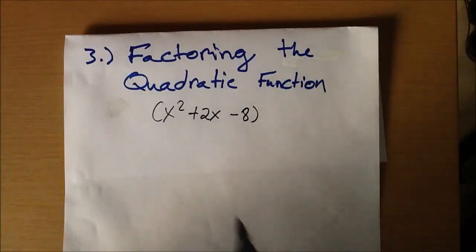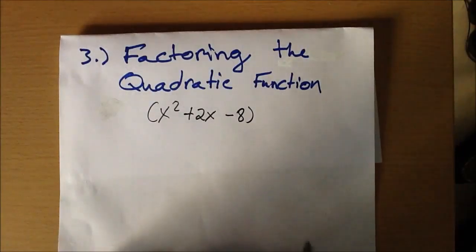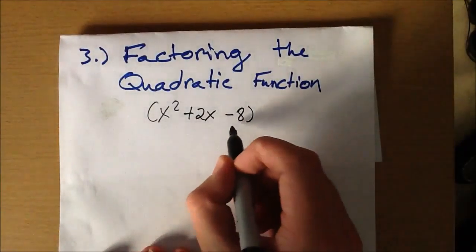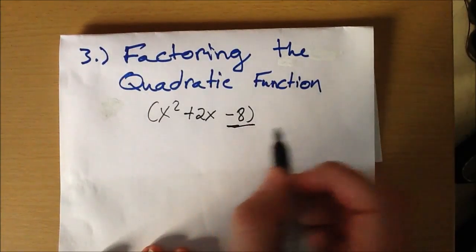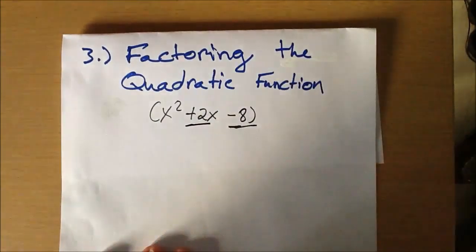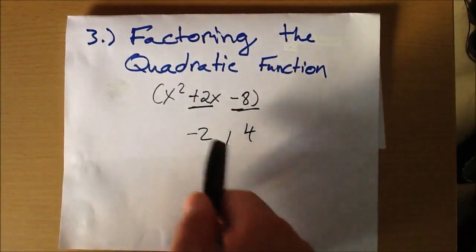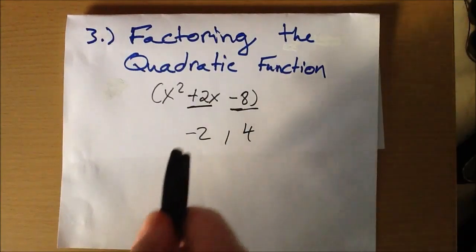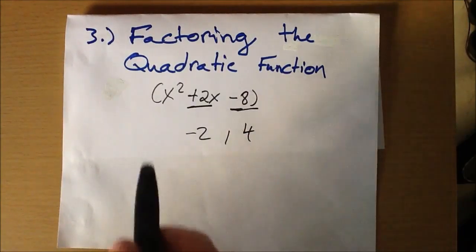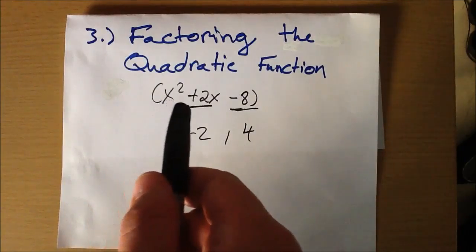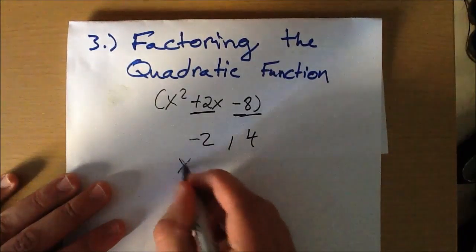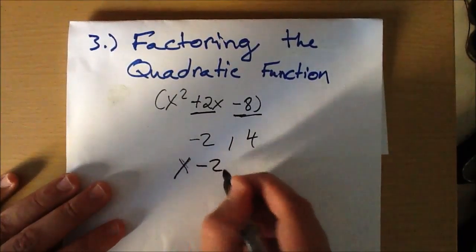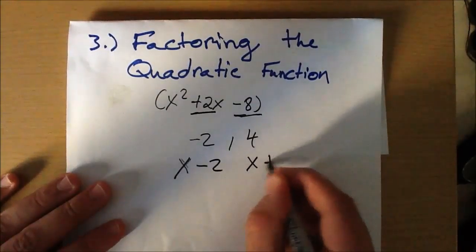The third step is to factor the quadratic function that you get. When factoring, you have to find two numbers whose product will be minus 8, and when added together, positive 2. These two numbers are negative 2 and 4, because negative 2 times 4 equals negative 8, and negative 2 plus 4 equals positive 2. So that gives us the remaining two factors, which are x minus 2 and x plus 4.